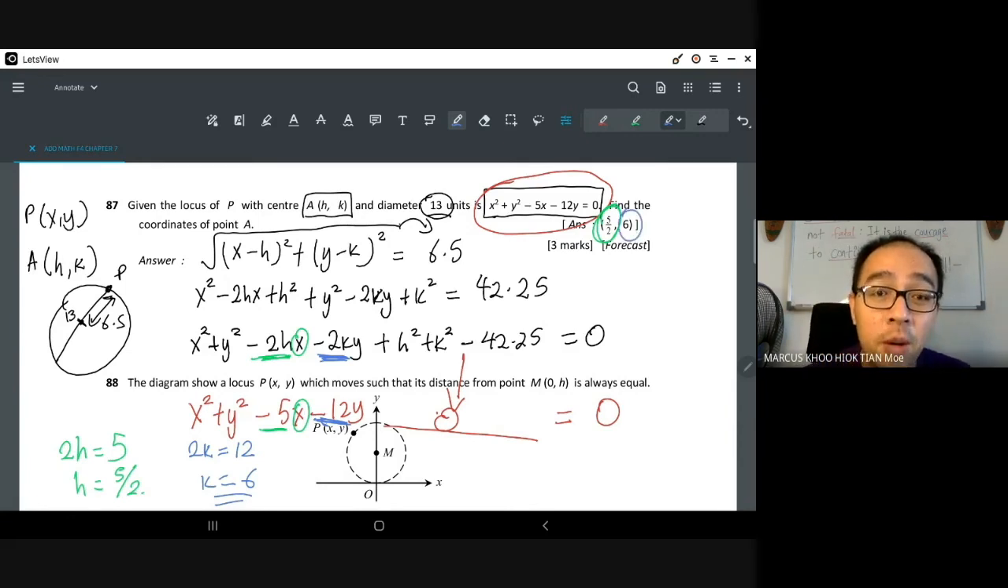Okay. Quite easy actually. But you just have to tahan with the H and K and the so many letters. That's the only one that you have to tahan. Then after that, you just compare. Compare the up and compare the down.